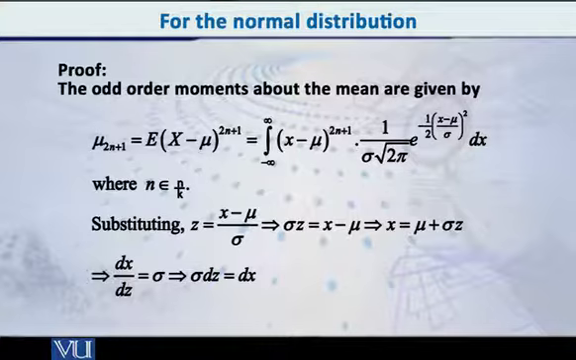All right, so now let's do the derivation. The expected value of x minus mu whole raised to 2n plus 1 is obviously equal to the integral from minus infinity to infinity of x minus mu raised to 2n plus 1 into the PDF of the normal distribution, that is 1 over sigma under root 2 pi into e raised to minus half x minus mu over sigma whole square.